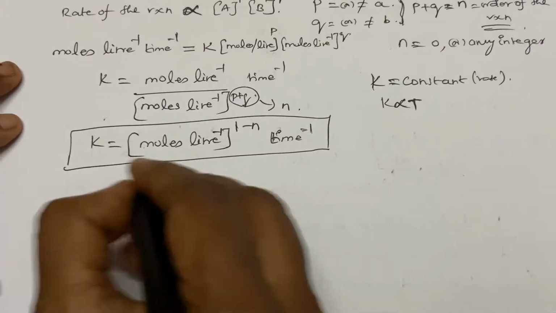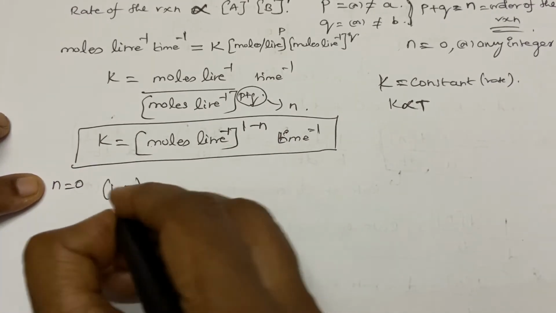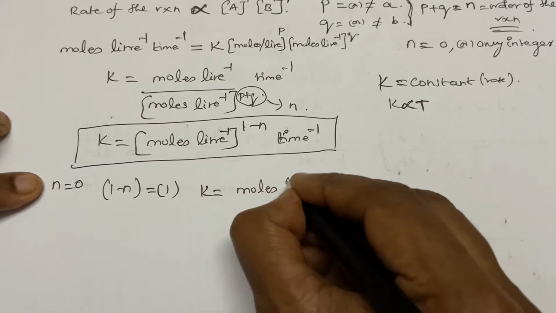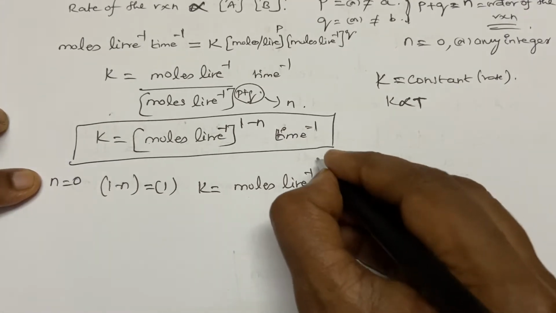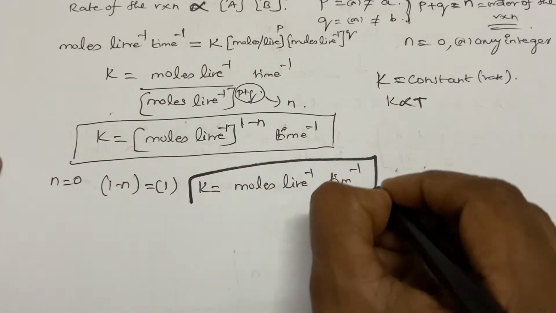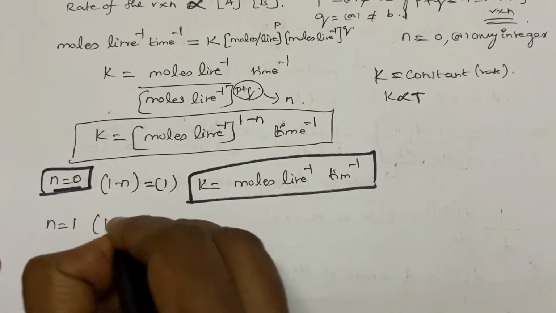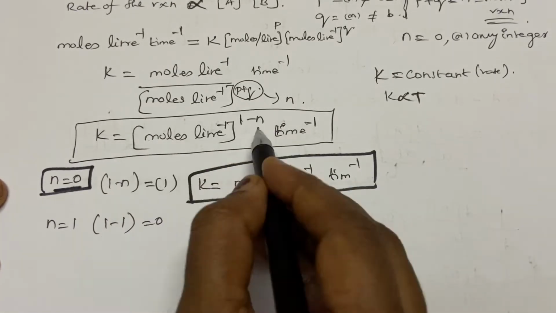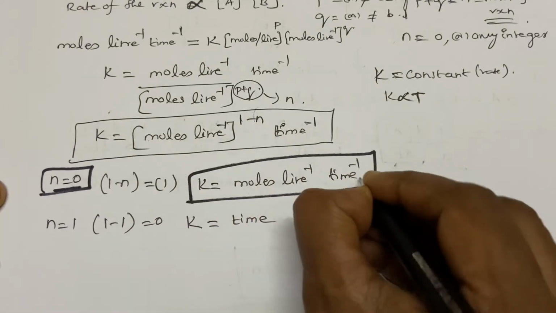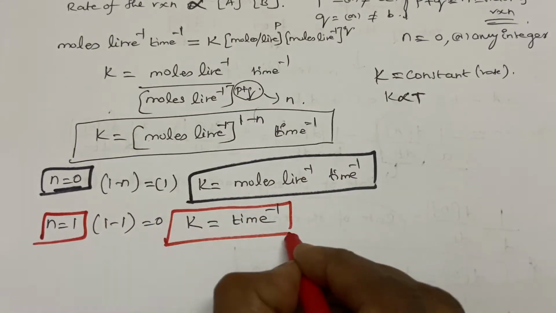Okay, so this is the trick to find out the unit of the rate constant for any order reaction. For example, if n is equal to 0, put n is equal to 0, what will happen? 1 minus n will become 1. So the unit of rate constant is equal to moles per liter to the power 1. Okay, so this is for the zero order reaction. Okay, so if n is equal to 1, what will happen? 1 minus 1 is equal to 0. So the whole thing to the power 0 is what? 1. So for the first order reaction, it is just time inverse.